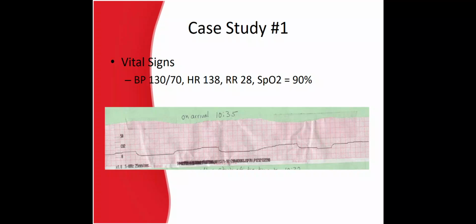The end-tidal CO2 appears to be about 13 millimeters of mercury. With a respiratory rate of 28 breaths per minute, a shark fin appearance, and an end-tidal CO2 of 13, we can suspect their work of breathing is greatly increased. We see the heart rate is 138, so the heart is attempting to compensate for the lack of oxygen. However, without rapid treatment, this patient may be in respiratory failure and in need of intubation.